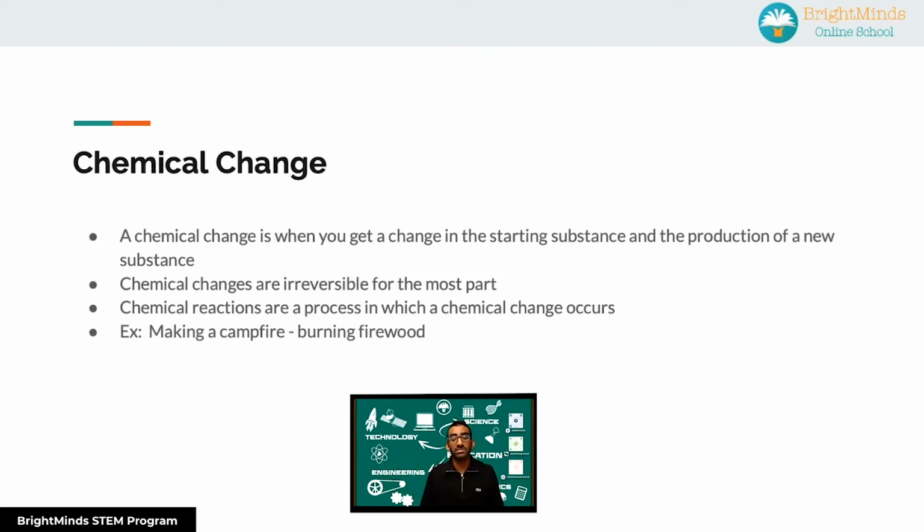So chemical changes are irreversible, meaning you can't go back for the most part, okay? So chemical reactions are a process in which a chemical change occurs, okay? So for example, when I'm making a campfire, I'm burning firewood, right? When I'm burning firewood, it turns into ash. I can't re-burn that firewood. I can't burn it again, okay?